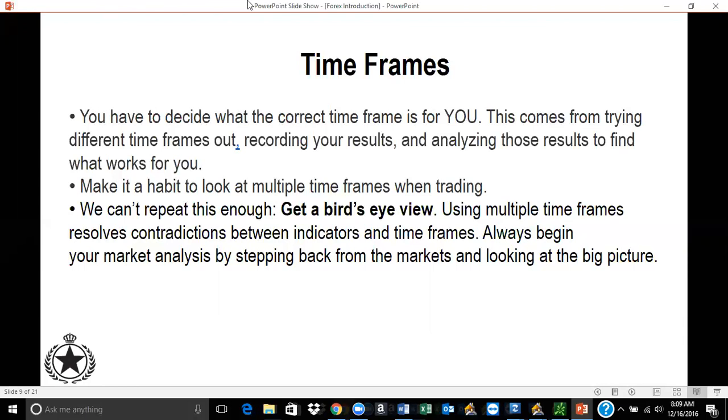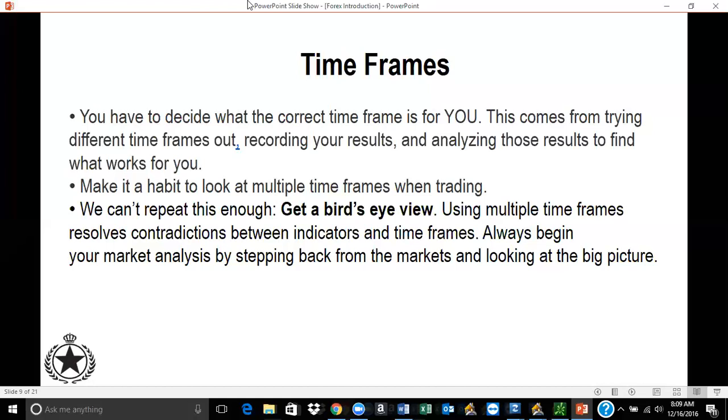If you're more patient, then you may like trading a longer time frame. But if you're not a patient person, you might want to start with the 30-minute to an hour time frame. Make it a habit to look at multiple time frames when you trade. That's why I said we trade the monthly, the weekly, and the daily, because we don't just rely on one time frame. Before I make a trade, I'm looking at all of the time frames.